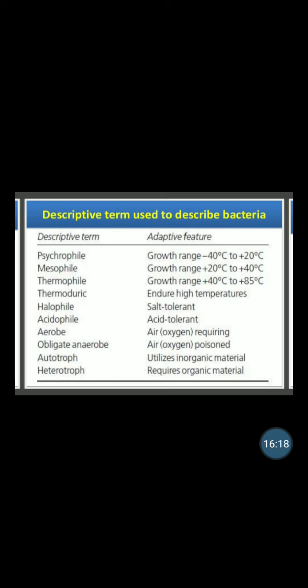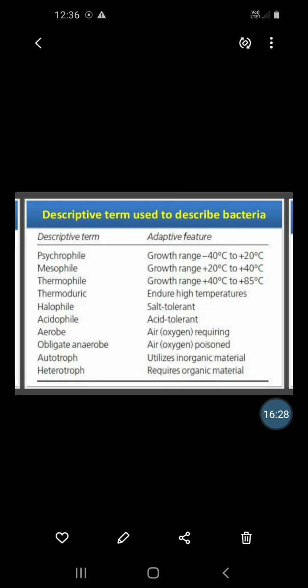Then thermoduric, endure high temperature. Then halophile, it is salt tolerant. Then acidophile, it is acid tolerant. Then aerobes, that is air or oxygen requiring. Then obligate anaerobe, air or oxygen poison. Then autotroph utilizes the inorganic material, and heterotroph requires the organic material.